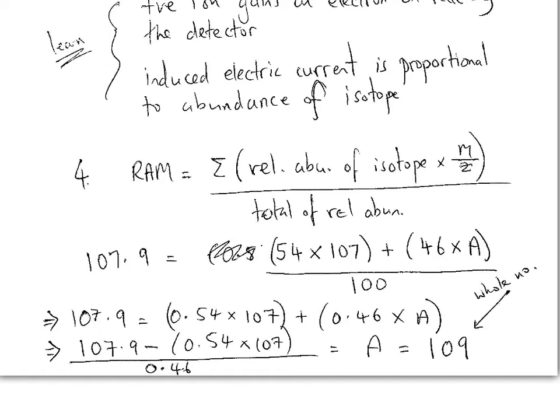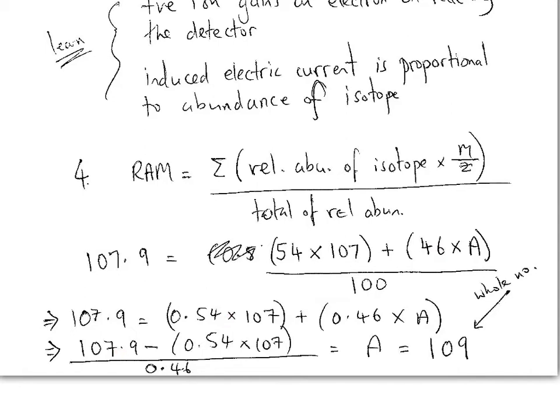54 is the percentage of the first isotope, which has a relative mass of 107. Because there's only two isotopes, the other isotope must have an abundance of 46, because 100 take away 54 equals 46. A is the unknown. Simplify this. So 54 divided by 100 gives 0.54. 46 divided by 100 gives 0.46. That simplifies. Rearrange the equation.